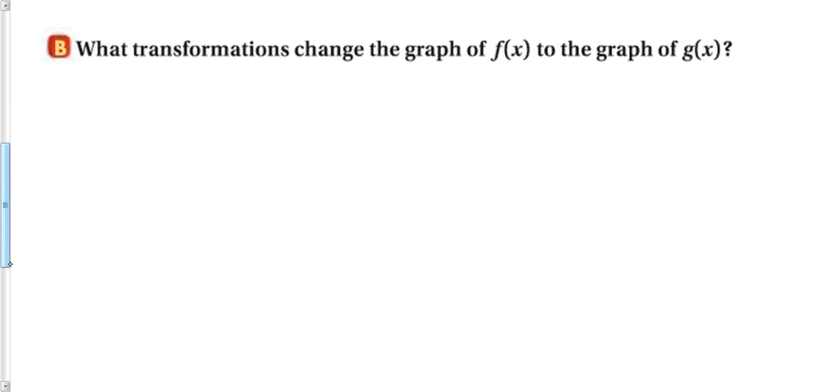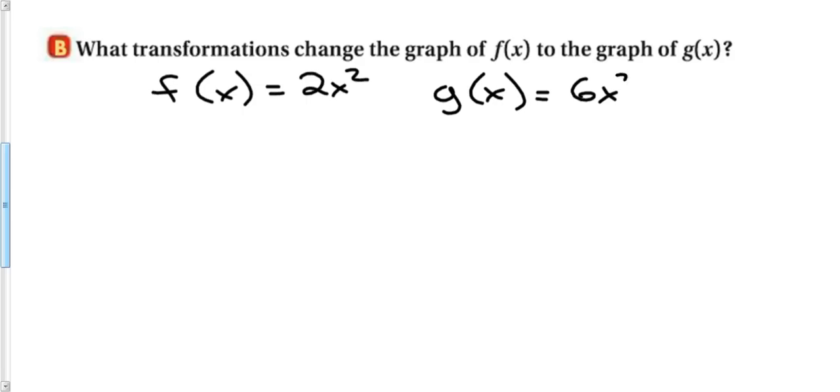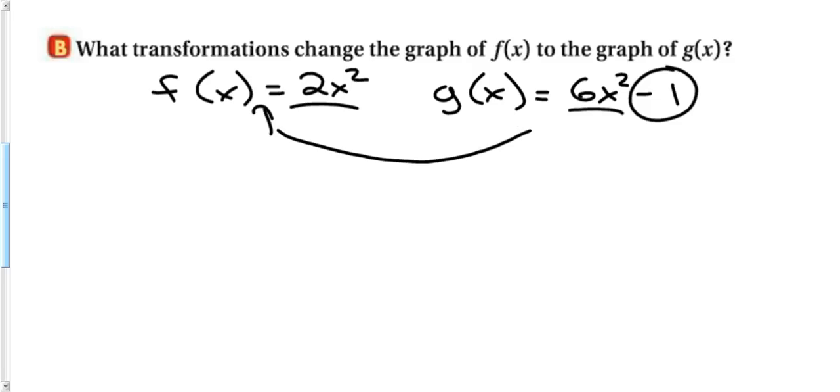Okay? For this question, which I did not write down, f of x would be 2x squared, and g of x would be 6x squared minus 1. So the question is, how do you get from f of x to g of x? Well, I want to turn 2x squared into 6x squared first, and I can do that by multiplying by 3, by stretching the function by 3. Okay? Then I want to take this function and I want to move it down 1, which is where the negative 1 comes from. So to get from this original function to this function, I would stretch it by a factor of 3, and I would move the function down 1.